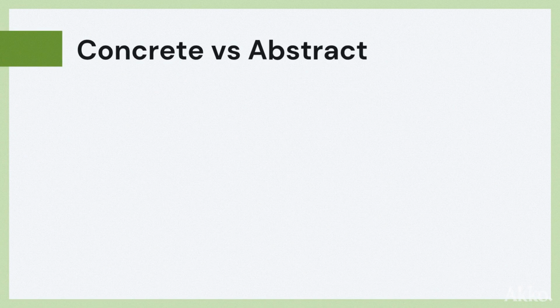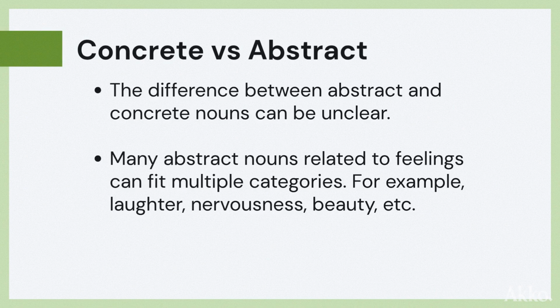I understand that the difference between abstract and concrete nouns can be unclear. They can get a bit confusing. For example, the word laughter can be both. It's an emotion. It's a feeling that is usually felt or understood in the mind. On the other hand, other people say we can detect it by the five senses. When somebody is laughing, we can hear it, we can see it from their face.